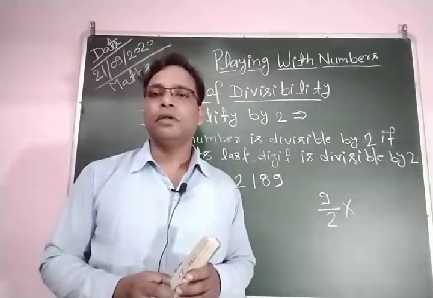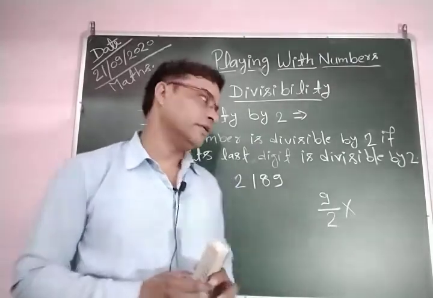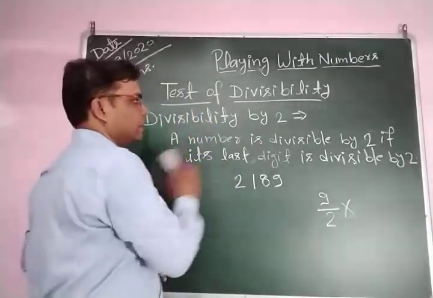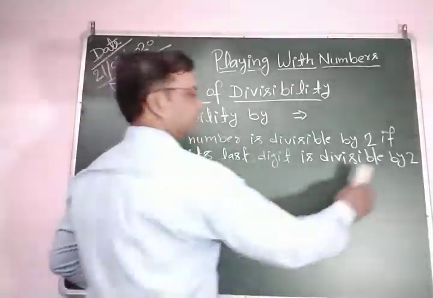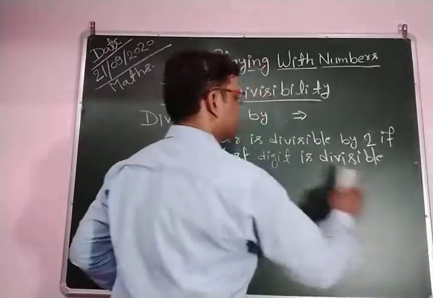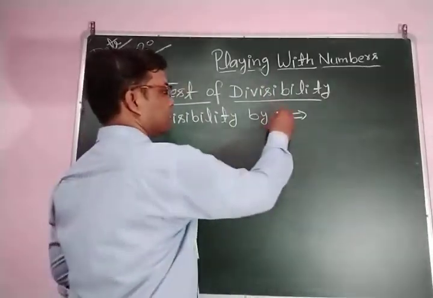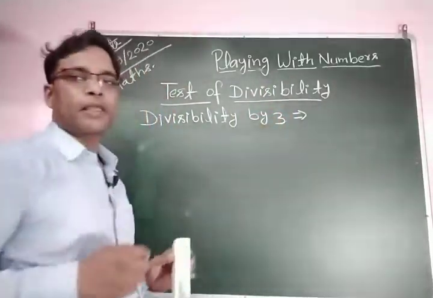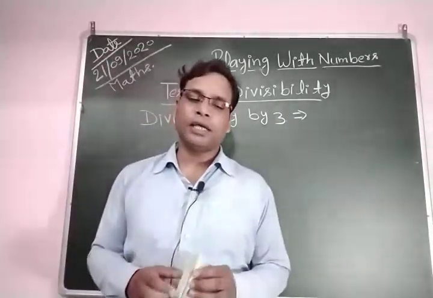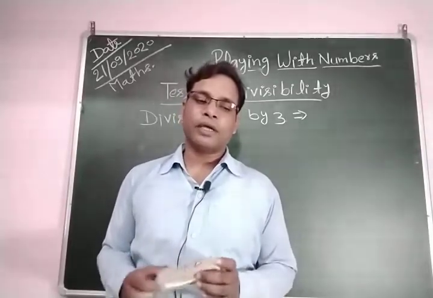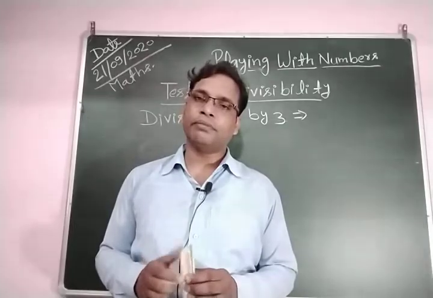Now we are going to discuss the next one, the divisibility test of 3. Divisibility by 3: a number is divisible by 3 if the sum of digits is divisible by 3. A number is divisible by 3 if the sum of digits of the number is divisible by 3.